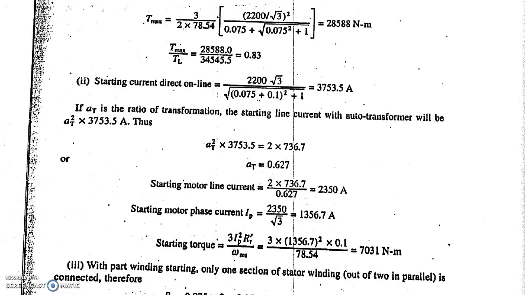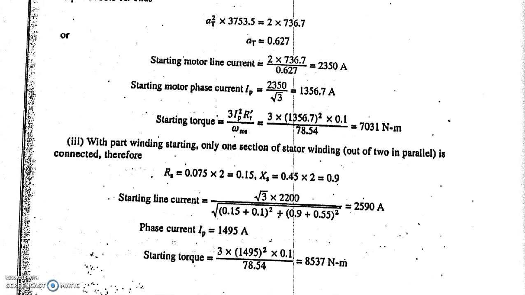In the third part, this is the part winding starting. Only one section of the starter winding out of two in parallel is connected. So when we use only one portion instead of two in parallel, the resistance and impedance will become half, so it will become twice. So the parameters will become twice, and the same calculation we have to do here. This is the starting line current, but the parameters have become twice here. And when we calculate the value of phase current, then the starting torque can be calculated by the same formula.